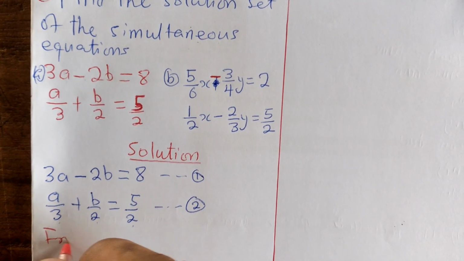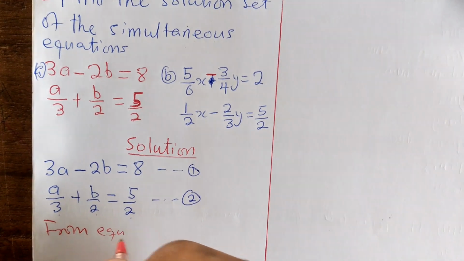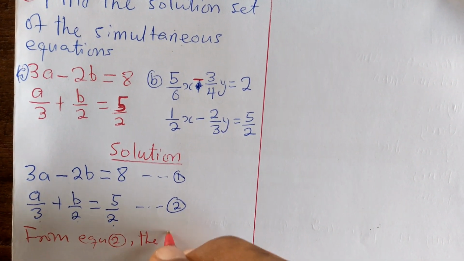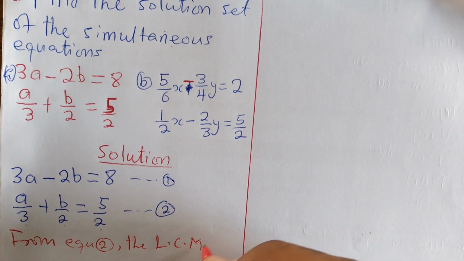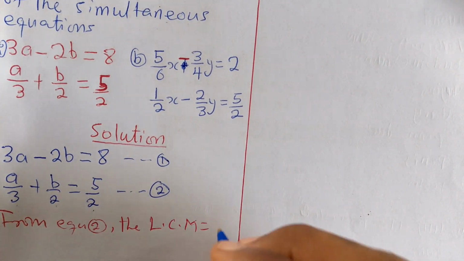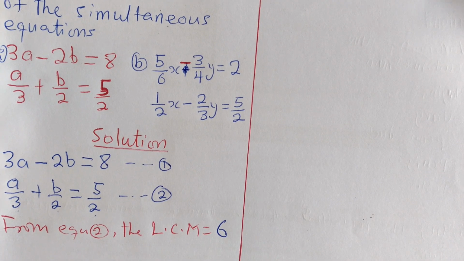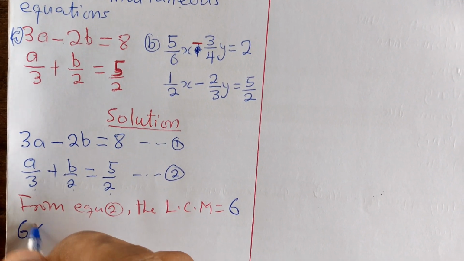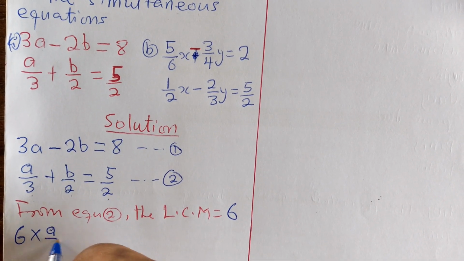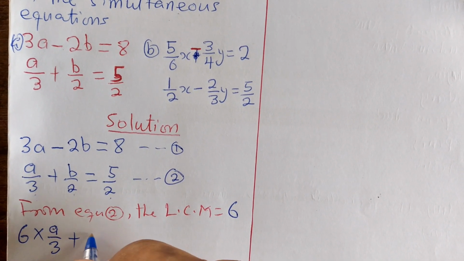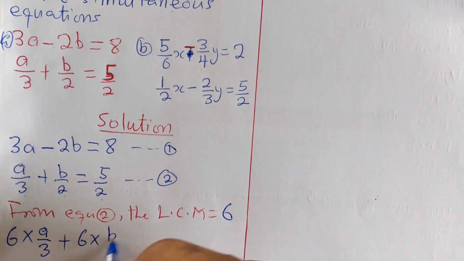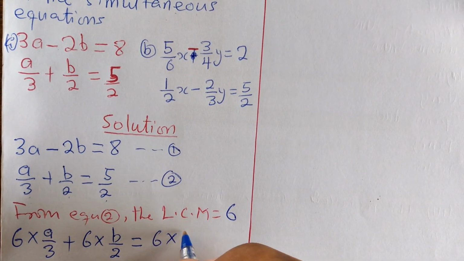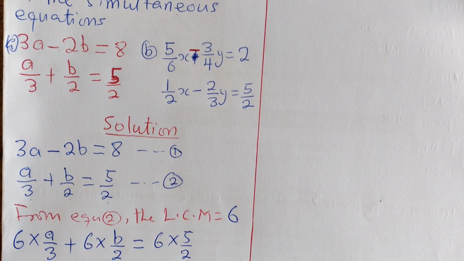So from equation 2, the LCM is equal to 6. So my work is to use 6 to multiply through. So I'll be having 6 times a out of 3 plus 6 times b out of 2 is equal to 6 times 5 out of 2.